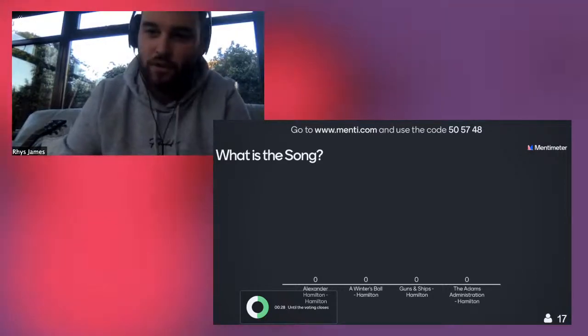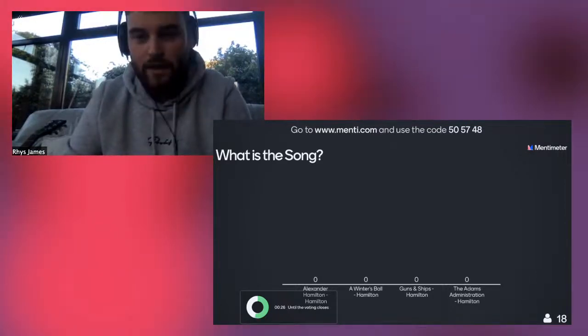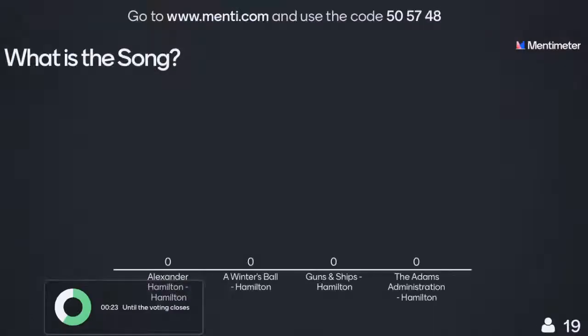The reason I've used that technique, D, is because those 4 songs on there, and actually there might be another one, all use a similar sort of musical material. So you really need to know your stuff to know which one it is.